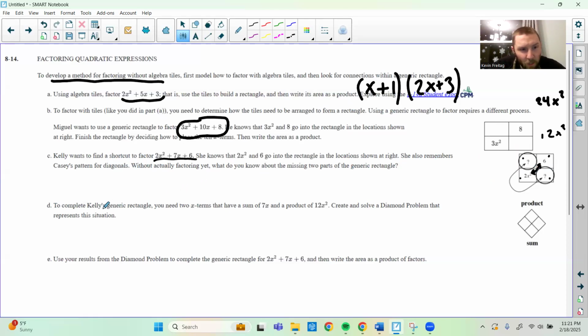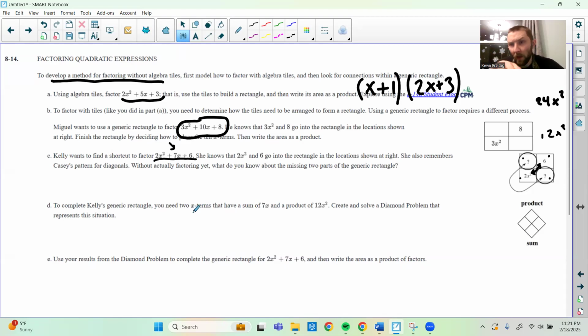Then letter D says to complete Kelly's generic rectangle, you need two numbers that have a product of 12x squared and a sum of 7x. Where does the 7x come from? Remind yourself, where does the 7x come from? Oh yeah, it comes from up here, because that's how many x's she had in her original quadratic expression.